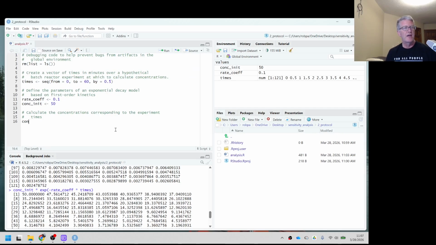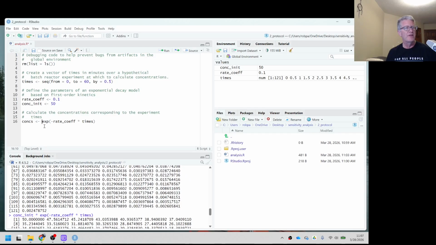So I can say consts, because again, I like to put plural on here. This is a vector of more than one value, and it is going to be assigned that math. Oops, and I forgot to capture the initial concentration in that copy, so I need to add const init here. So I have the initial concentration times the exponent of minus rate coefficient times the time. That is the exponential decay equation.